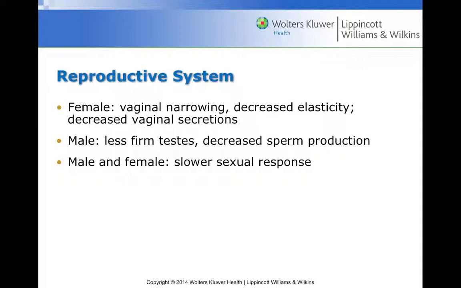Ovarian production of estrogen and progesterone declines with menopause. In older men, the testes become less firm but may continue to produce viable sperm up to 90 years of age. So, your 90-year-old grandpa can still produce a baby. Just saying. Now, at about 50 years of age, production of testosterone does begin to diminish.